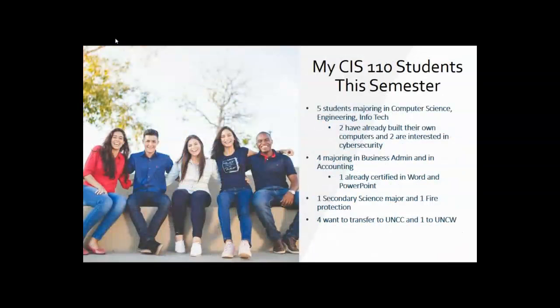So this spring in CIS 110, I have 22 students. And so what do I know about those 22 students? I know that 5 of those are majoring in computer science and engineering or information technology, one of those 3 areas. 2 of those have already built their own computers, and 2 are interested in cybersecurity.